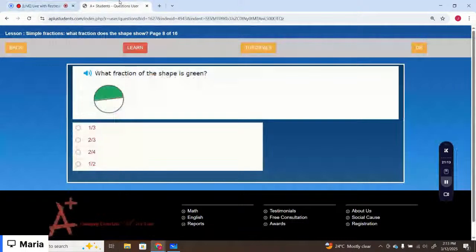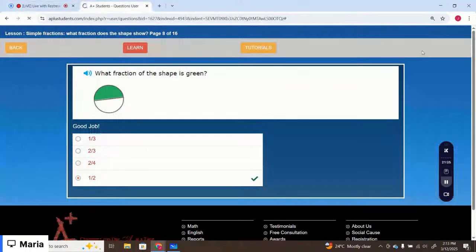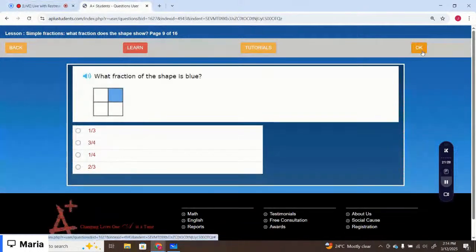What fraction of the shape is green? That is 1 out of 2. Option 4 is the correct option. What fraction of the shape is blue? That is 1 out of 4. The shape has 4 equal parts. One of the portions is colored, so that is 1 out of 4.